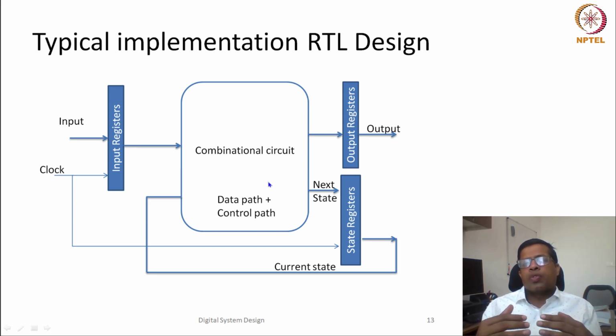Now we usually try to disambiguate between these two different kinds of logic. One is where most of the combinational circuit is reading from the registers and doing some computation, some operations, arithmetic operation, logical operation, or some other operation.